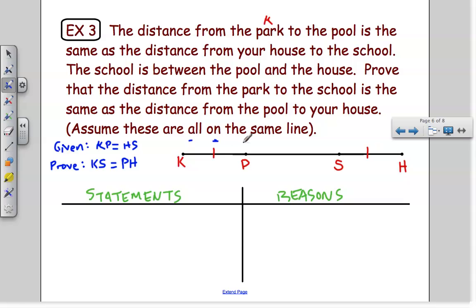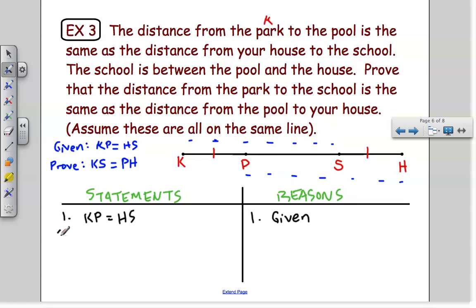Remember, this is what we're trying to prove congruent. We don't know yet, but park to school is the same as pool to house. So we're trying to show that that is true. Alright, first thing, you start with your given. KP equals HS. Definitely given. And there are a lot of ways to go about this proof. I might start there. Remember how with KP and HS, all we have to do to get the segments that we want to prove congruent, KS and PH, is add this segment PS to both of them.